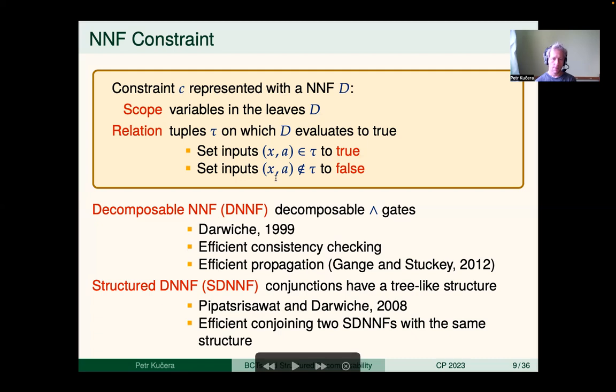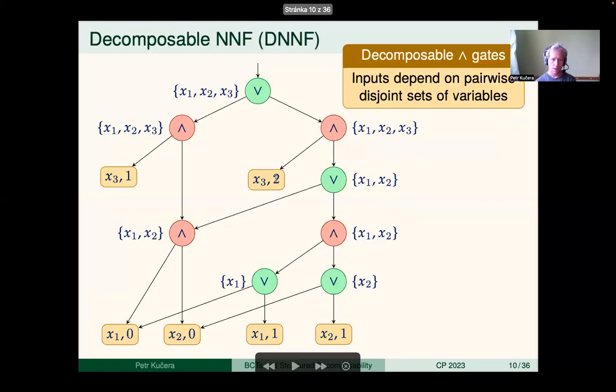And then these were further restricted to obtain structured DNNFs, where the conjunctions are moreover required to have a tree-like structure. These were introduced by Pipatsrisawat and Darwiche in 2008, and they allow an efficient conjoining of two structured DNNFs with the same structure. So that was the reason why these were introduced as a special case of decomposable negation normal forms. So let's start with decomposable negation normal forms.